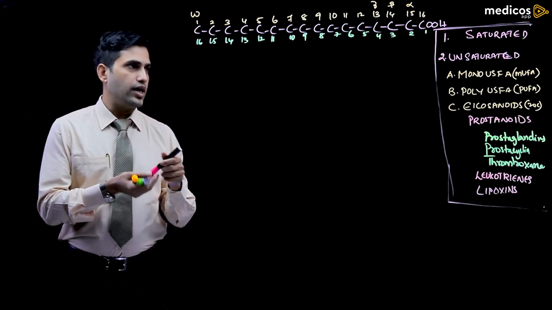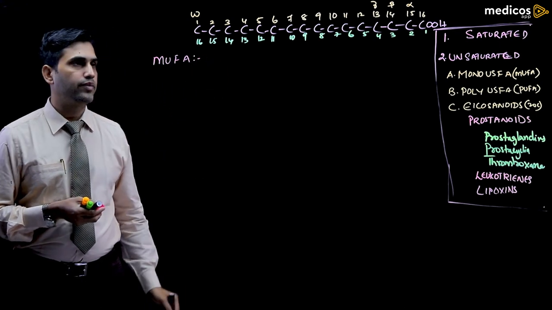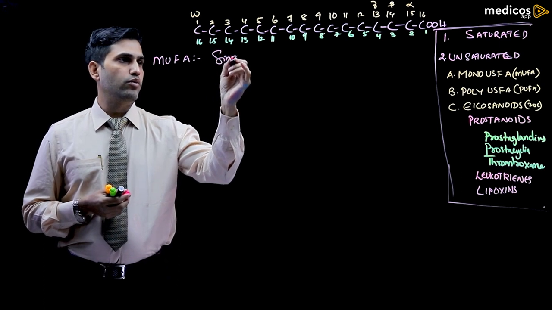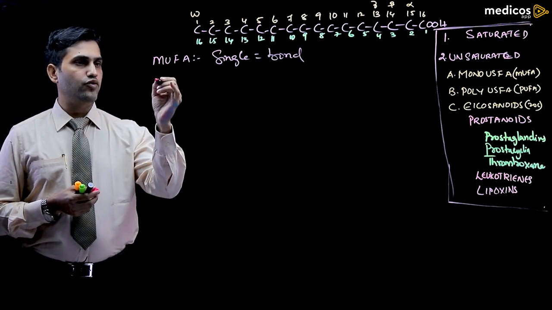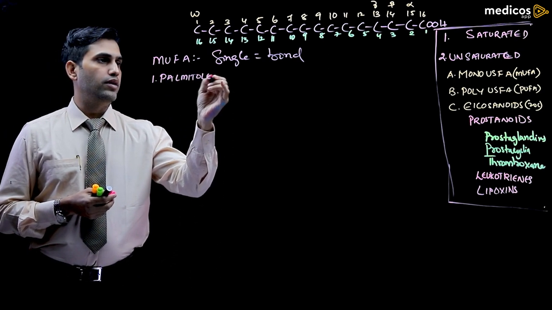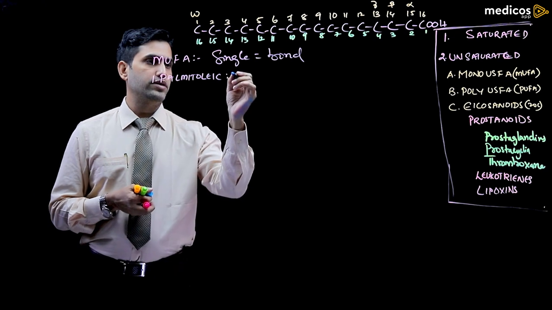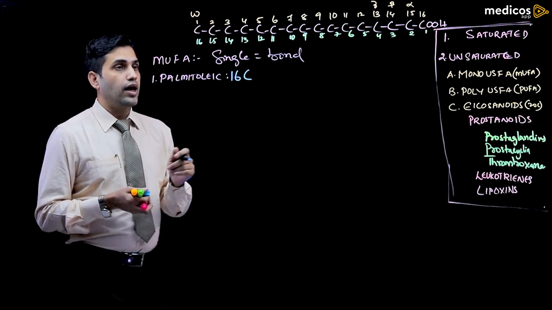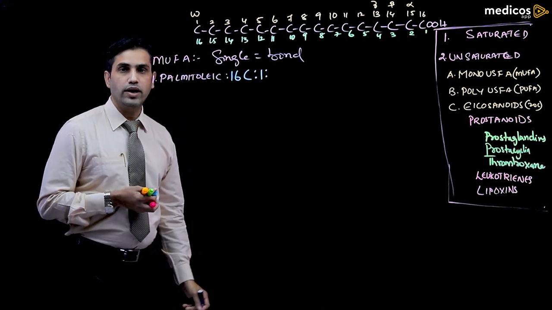Anyways, monounsaturated fatty acid or MUFA. These are called mono because they have a single double bond. An example is palmitoleic acid. Palmitoleic acid is having 16 carbons and only one double bond.